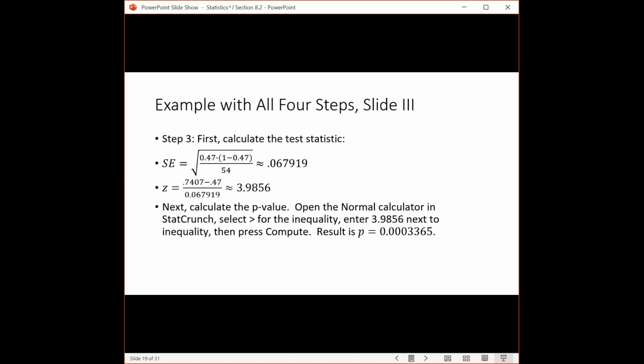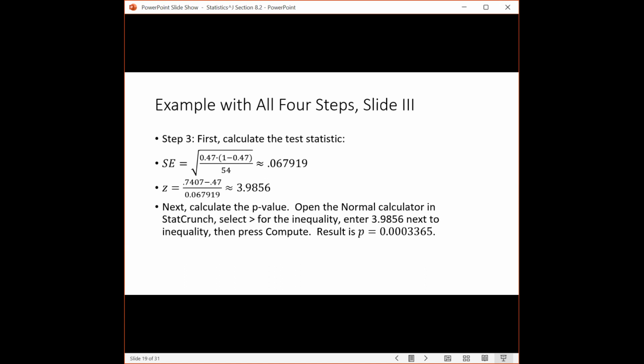All right, so step 3, first, you're going to calculate the test statistic. Start off by plugging the information from the problem into the standard error formula. This P0 is 0.47, so put 0.47 in. Divide by the size of the sample, and then take the square root, and you get that number. Take that number, plug it in the denominator, and then first you put the sample proportion. It's about 0.7407 if you calculate it. I think it's 40, so you take 40 over 54. And then you subtract the population proportion, which is 0.47. Calculate the result. You get about 4 standard deviations.